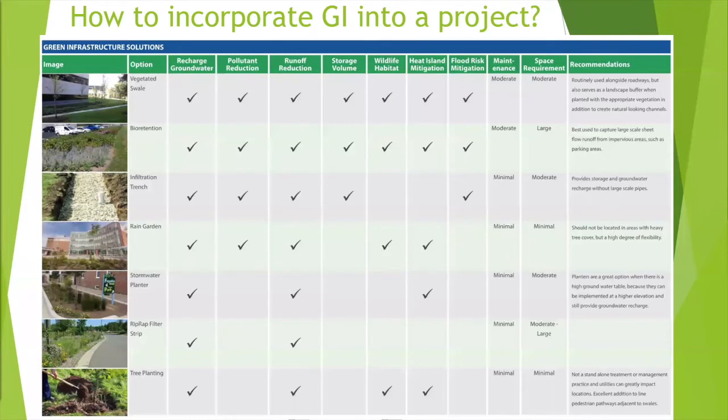So after all that, how do you really incorporate this into a project? Which is the key element I want to really talk about. What I like to do is usually create a matrix of all the different options that are available to a client based on their site, and talk about what benefits they can get from those.